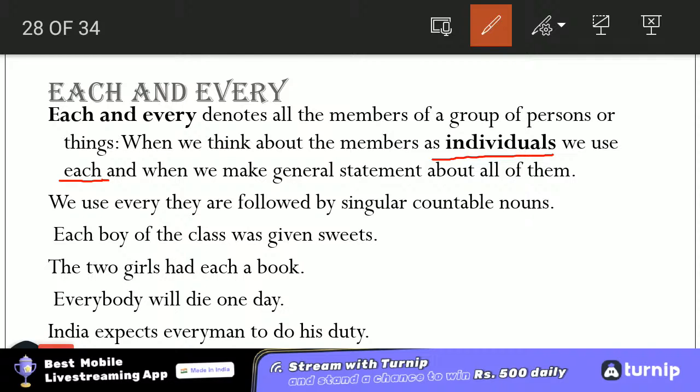Now if I talk about every, when is every used? When I'm talking about the entire group, but not pointing to any single individual. So every is used to make a general statement about all of them, and each when we are marking up an individual. For example, each boy of the class was given sweets. So we are pointing to everyone. Next, the two girls had each a book. दोनों के पास each one book थी.